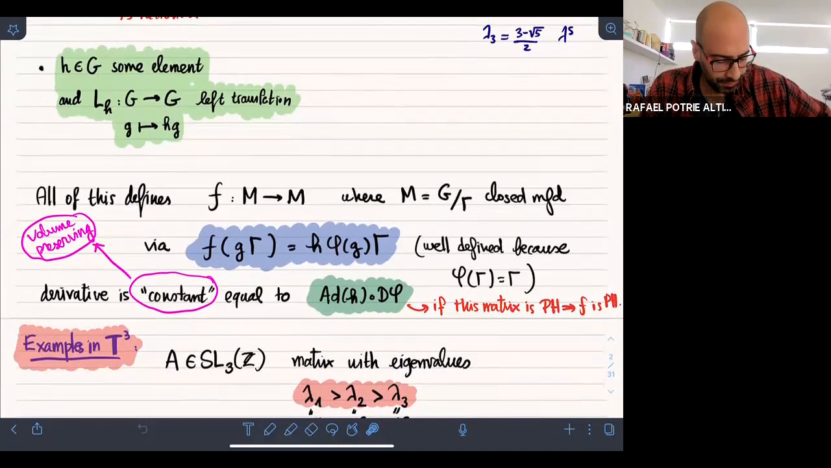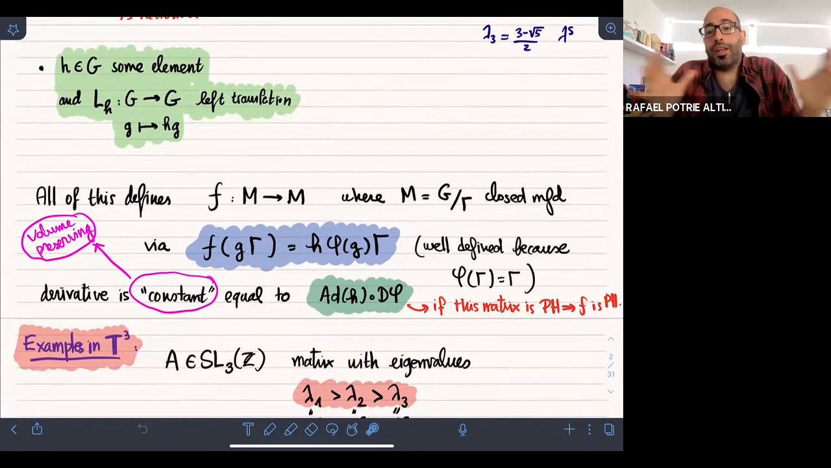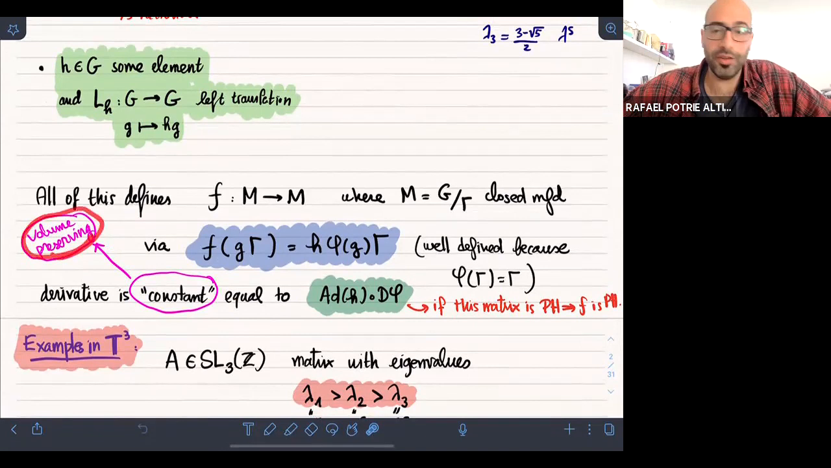A remark I'm making here is that the fact that the derivative is constant tells you that the determinant has to be one everywhere, because if you contract everywhere, then the compact manifold should be mapped inside. So the determinant has to be one, and so the map that you are defining is volume preserving.